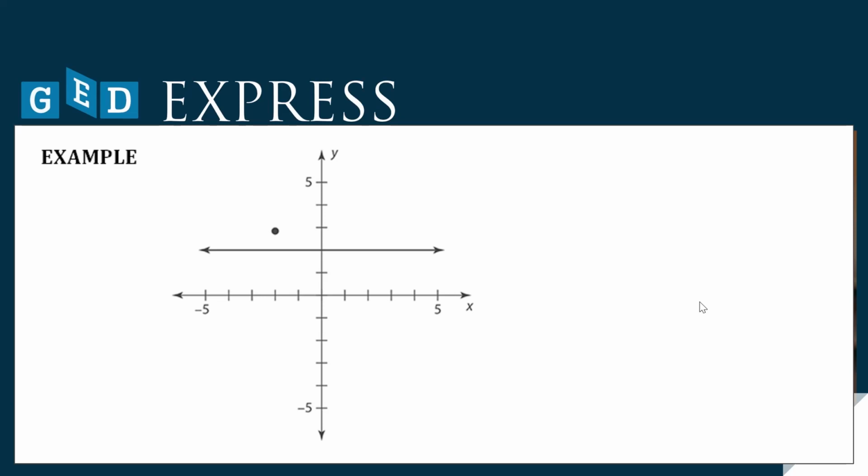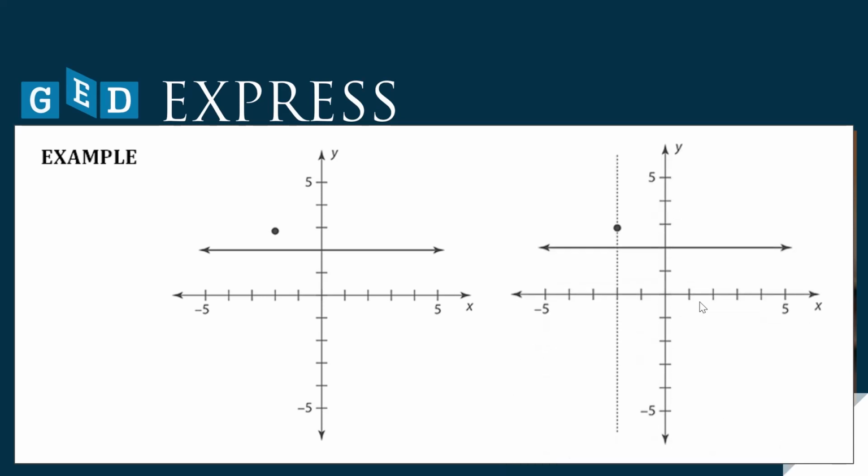This graph also does not show y as a function of x. Why? Because there is one place where a vertical line passes through 2 points on the graph. This graph shows two possible outputs for x equal to -2. So y is not a function of x.